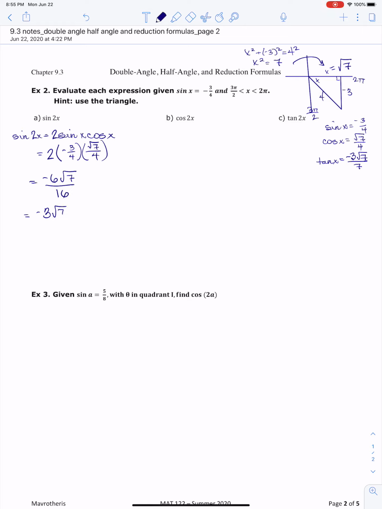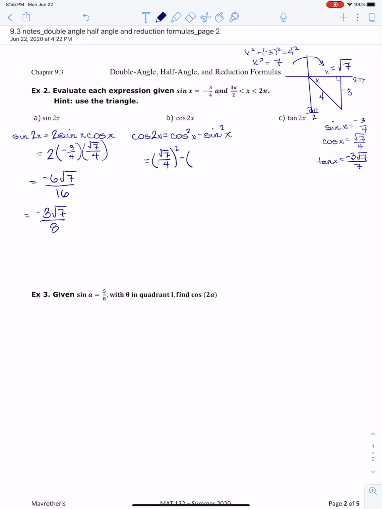Okay, so let's go with the cosine 2x. I have both cosine and sine, so I'm going to go with cosine squared x minus sine squared x. You're welcome to try a different version. Make sure we both get the same thing. Cosine is square root of 7 over 4. Going to square that. Sine is negative 3 over 4. We're going to square that. Square root of 7 squared is 7. 4 squared is 16. Minus 3 squared is 9. 4 squared is still 16. I get negative 2 over 16 or negative 1 over 8.